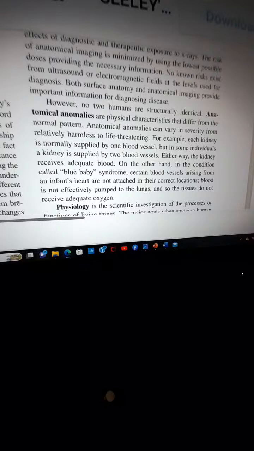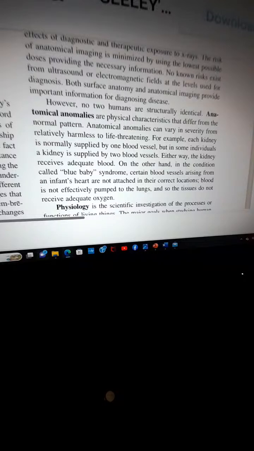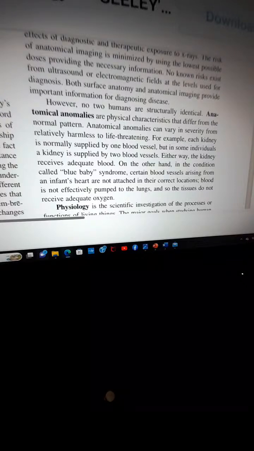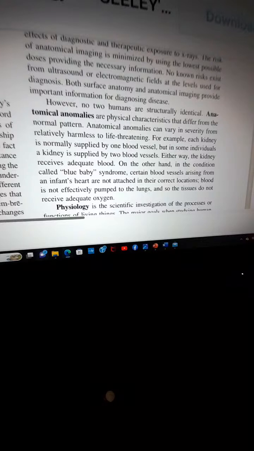However, no two humans are structurally identical. Anatomical anomalies are physical characteristics that differ from the normal pattern. Test question: what is an anatomical anomaly? Physical characteristics that differ from the normal pattern.